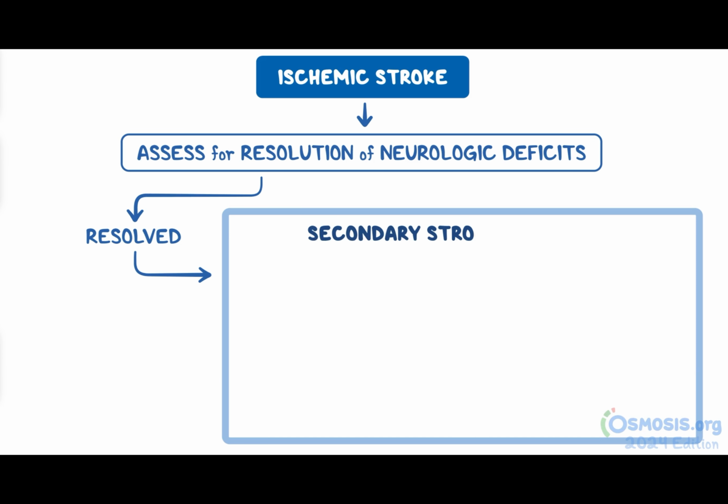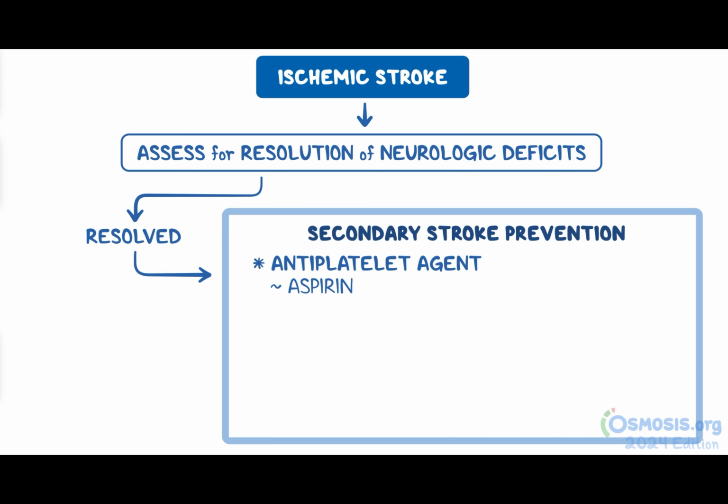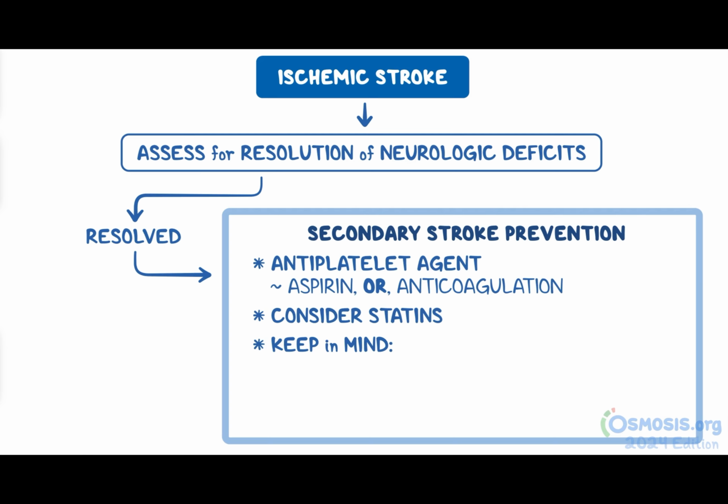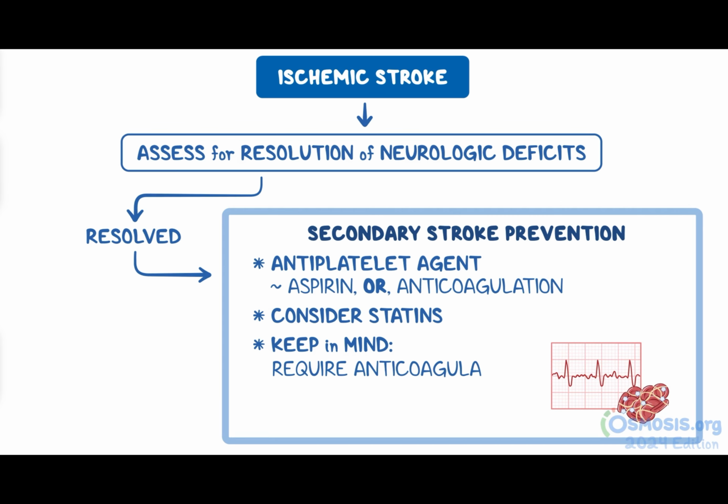For secondary stroke prevention, start an antiplatelet agent such as aspirin or anticoagulation, and depending on the stroke etiology, consider statins. Keep in mind that patients with atrial fibrillation and hypercoagulable conditions require anticoagulation therapy as opposed to an antiplatelet agent.